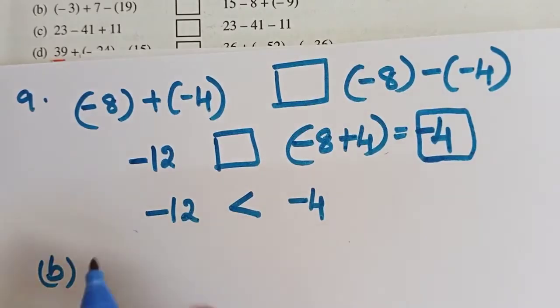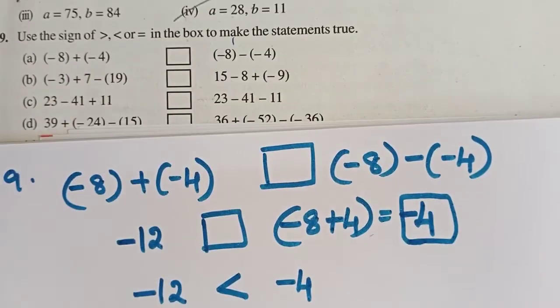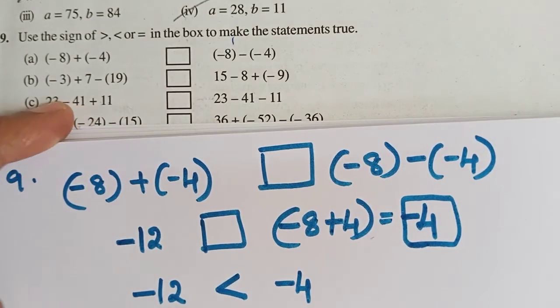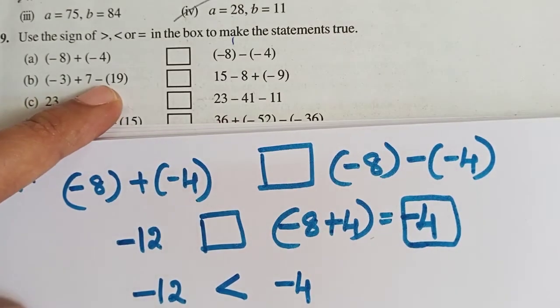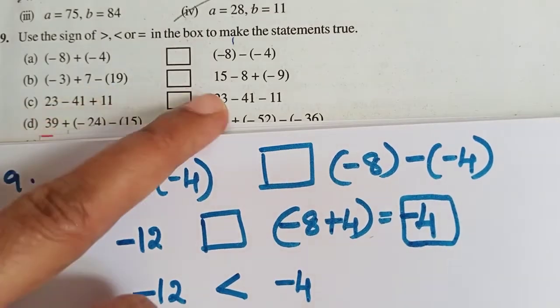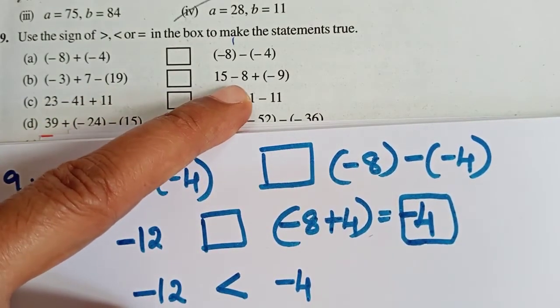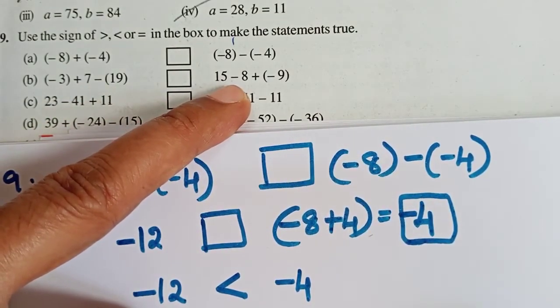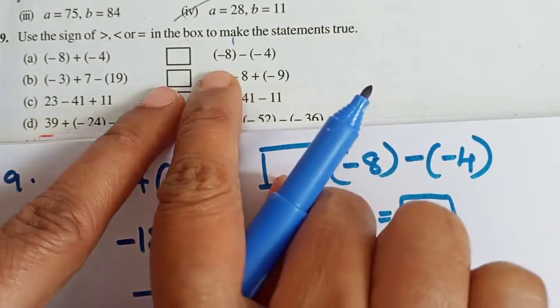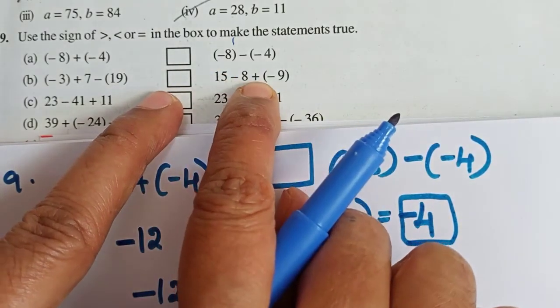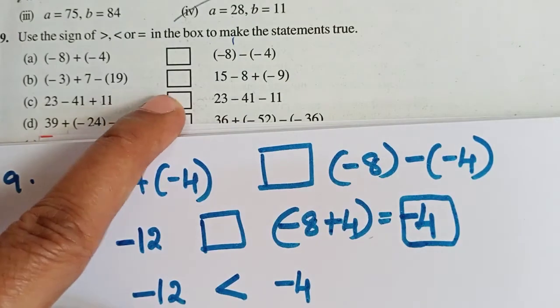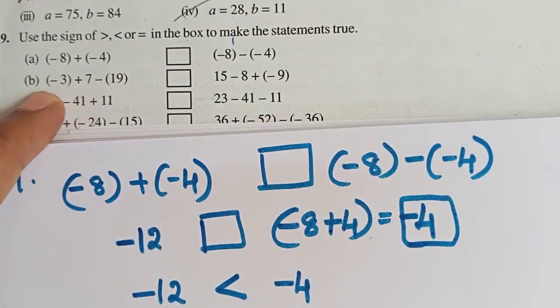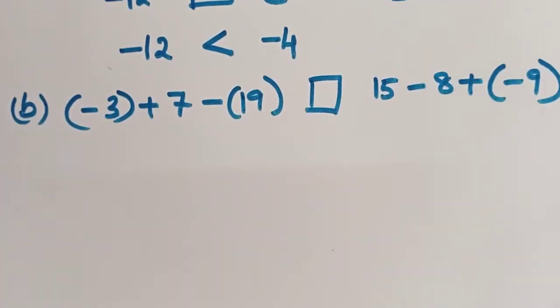Okay. In 9B, what is the B? See here. Minus 3 plus 7 minus 19. Okay, and a box is given here. 15 minus 8 plus minus 9. 15 minus 8 plus of minus 9 here. Okay, 19. The same thing I have copied over here.